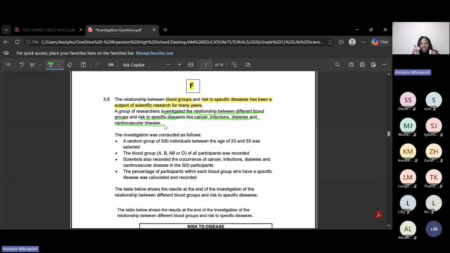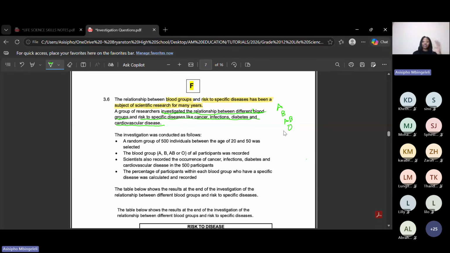They investigated the relationship between different blood groups. Remember, with blood groups, you have blood group A, B, and O. You've done genetics already, so you would know this. The relationship between the blood groups and the risk of specific diseases such as cancer, infections, diabetes, and cardiovascular disease. Cardiovascular disease are those related to the heart.